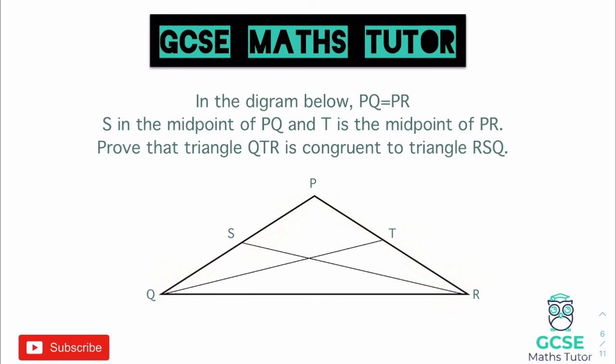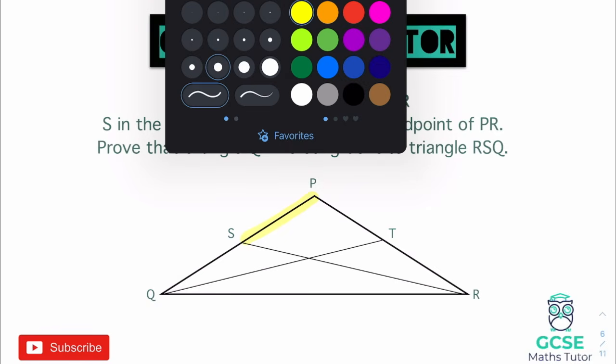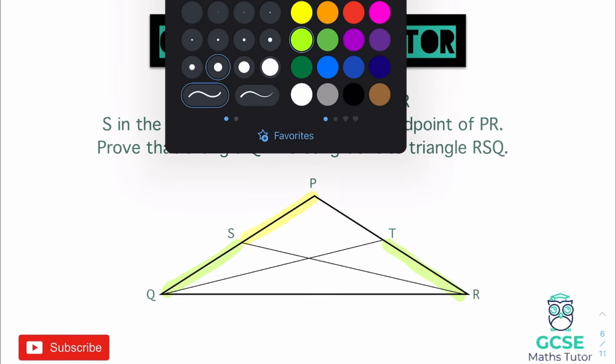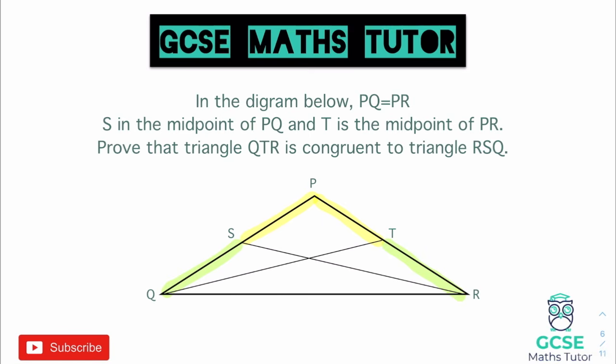It says S is the midpoint of PQ. So if S is the midpoint of PQ, this line here is the same length as this line here. And that is going to apply on the same side, as this length here is the same length as this length here. So again, we'll think about that in just a second.